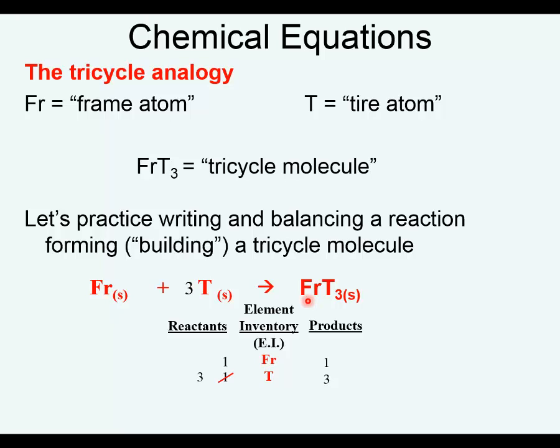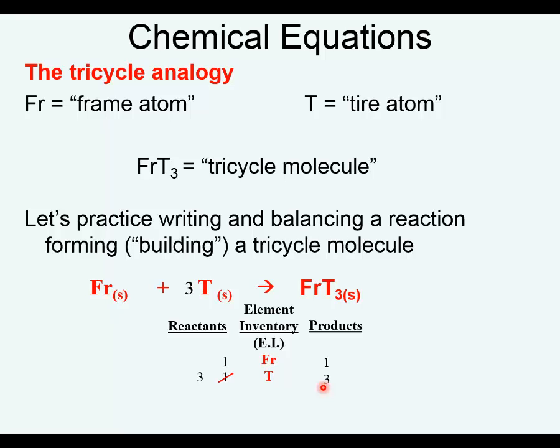And so I end up with 1 frame atom and 3 tires that are combined together. My element inventory shows me now that I'm following the law of conservation of mass, I'm conserving the number of atoms. I begin with 1 frame atom, ended up with 1 frame atom. Begin with 3 tire atoms, ended up with 3 tire atoms. So it shows that I'm balancing everything correctly here.